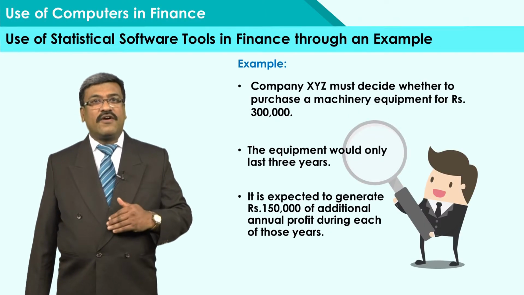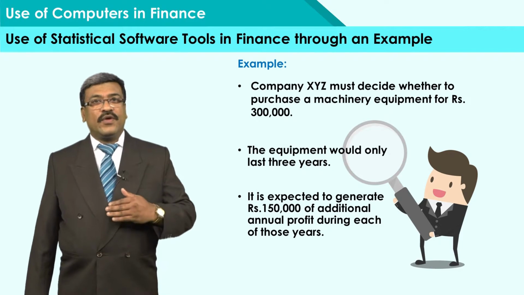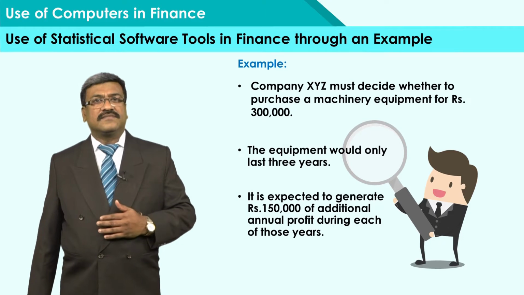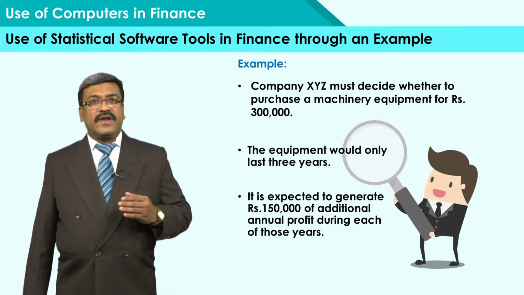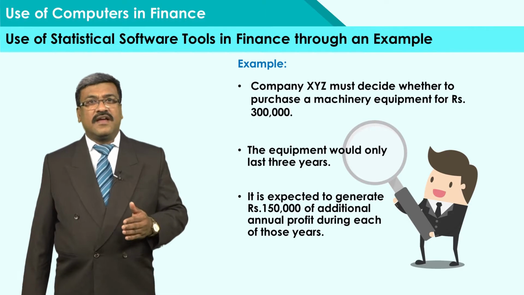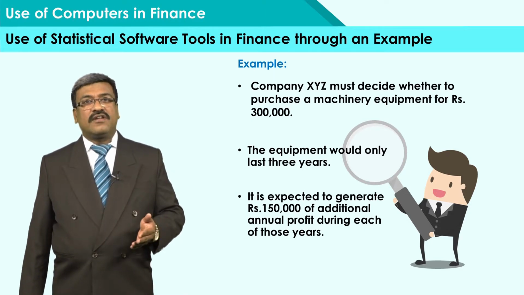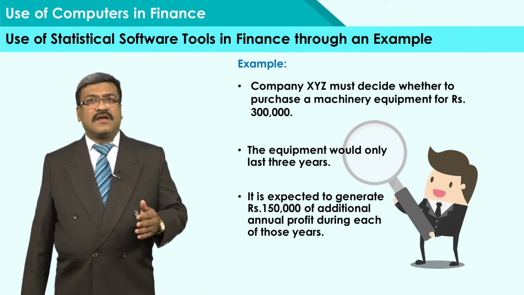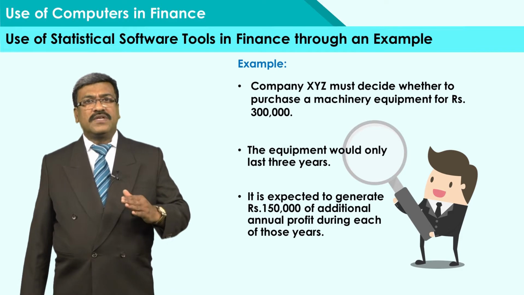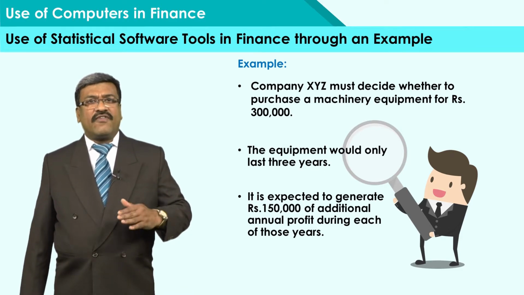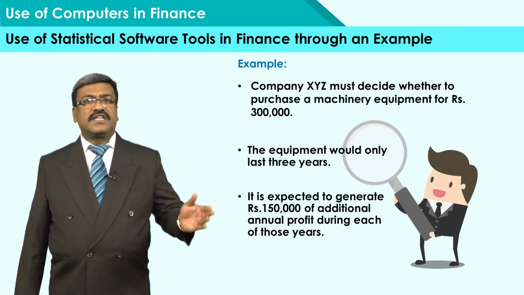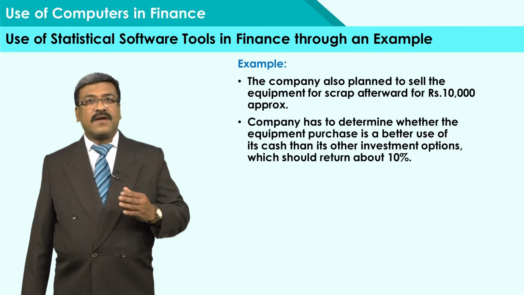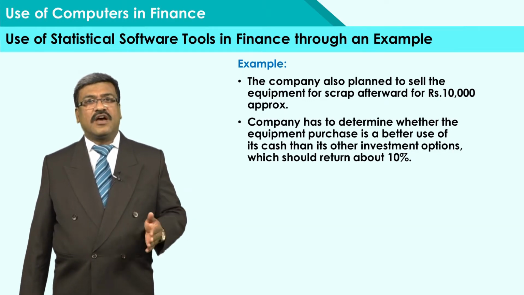Now we will move on to our third learning objective, that is, use of statistical software tools or programs in finance. Consider the example. Company XYZ must decide whether to purchase a machinery equipment for rupees 3 lakh. The equipment would only last 3 years, but it is expected to generate rupees 1.5 lakhs of additional annual profit during those 3 years. The company also planned to sell the equipment for scrap afterward for approximately rupees 10,000.